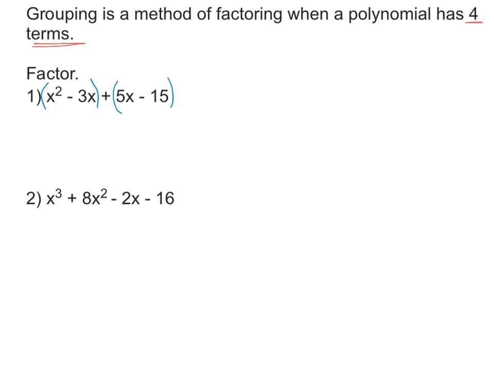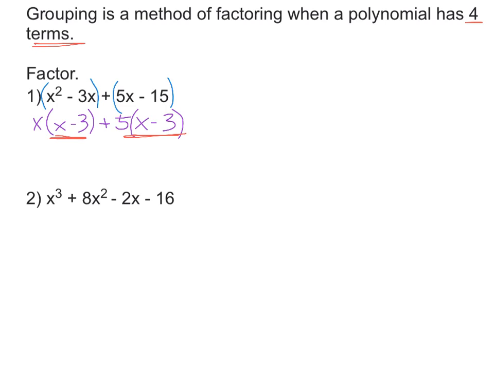Now, between x squared and negative 3x, we can take an x out, leaving us with x minus 3. And I have my plus sign in the middle here. Then the next one, between 5x and negative 15, my GCF is 5. I can divide out a 5 from both, leaving me with x minus 3. And so you can see that my set of parentheses, the x minus 3 here, the x minus 3 here, are the exact same. So I'm able to go ahead and continue on.